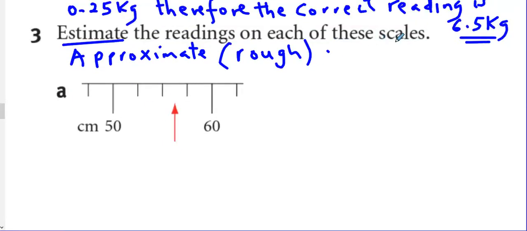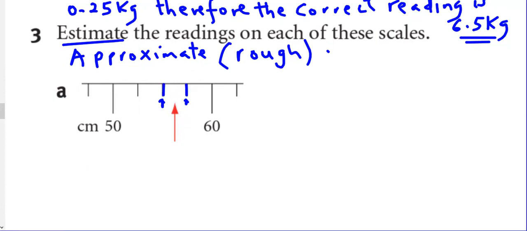Estimate the readings on each of these scales. We have A. What is the reading here? You have to estimate this reading here. Now, as you can see clearly, this reading is between this line and that line there. It is exactly halfway between this line and this line.